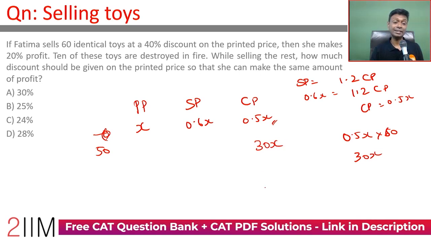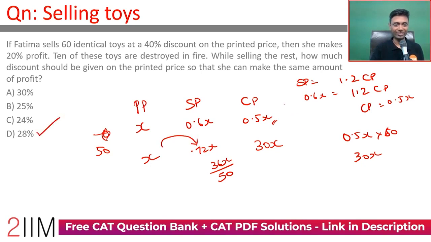She needs to make a 20% profit. So from 30x, she has to realize 36x. She has to make 36x from just 50 goods, or she should sell at 0.72x. Her printed price is x. Her selling price should be 0.72x, or she gives a 28% discount.